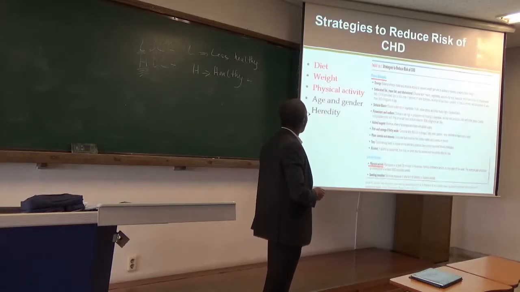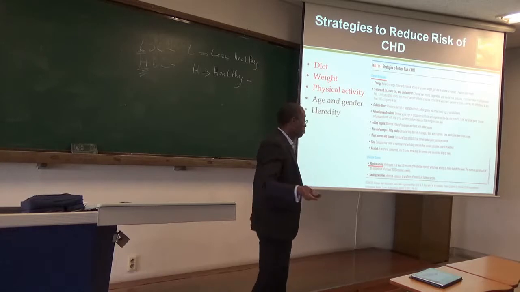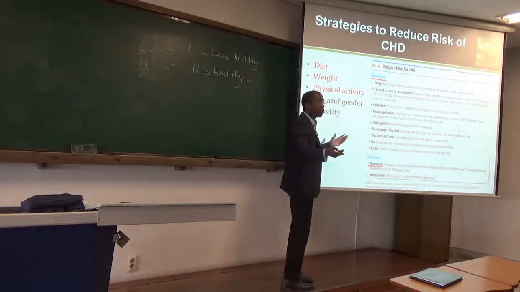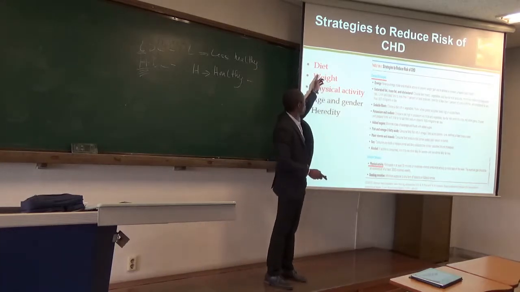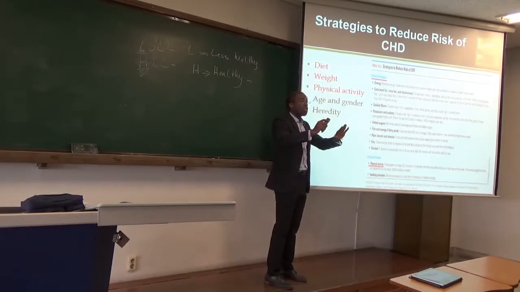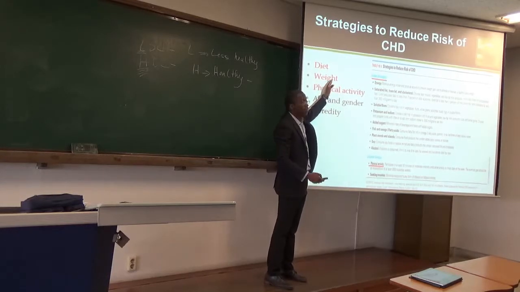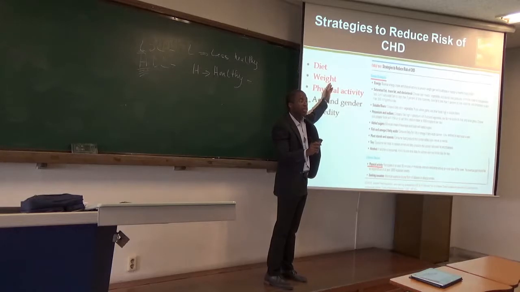So, strategy to reduce risk of coronary heart disease. I put here in red, what would you tell Brice to do? Hey, Brice, you've got to check your diet. You've got to check your weight. Again, for the last exam, you still need to have a calculator. The body mass index still needs to be there, because if I didn't give you Brice's body mass index, you cannot talk about the weight.